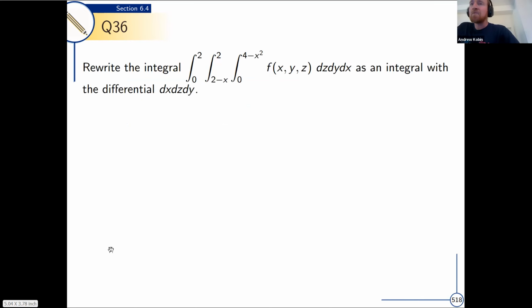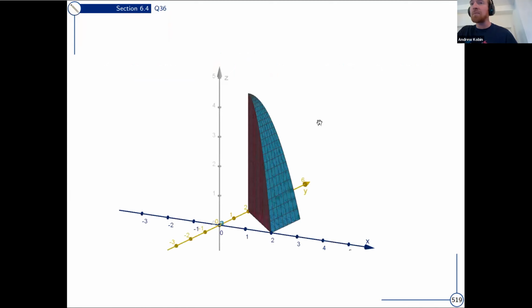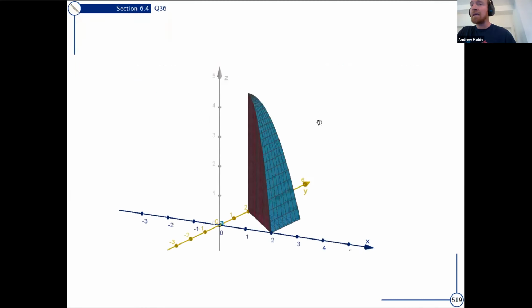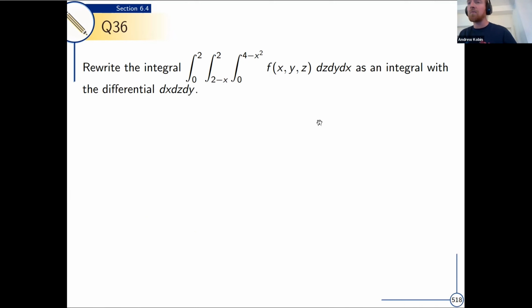Finally, just to practice switching the order of integration, here's a triple integral with an order of integration dz, dy, dx already chosen. And the question asks you to rewrite this in the order dx, dz, dy. Oh, by the way, here's a picture of the region, but you should be able to draw this, at least draw the xy plane region to start with and try to reparameterize this in terms of other variables.